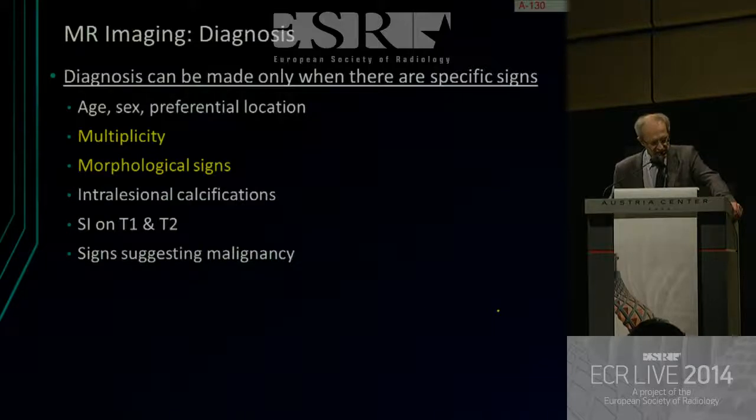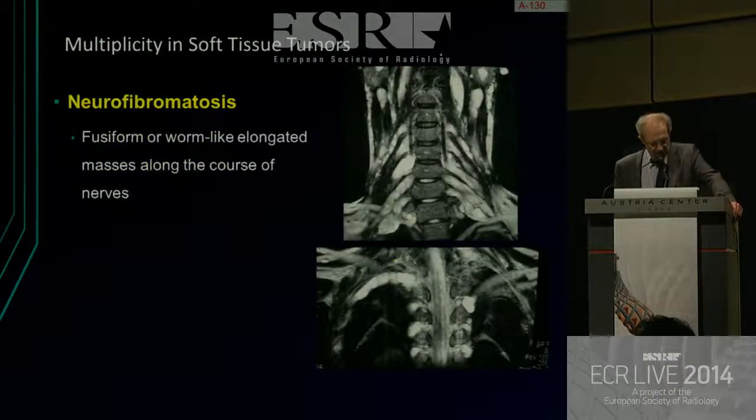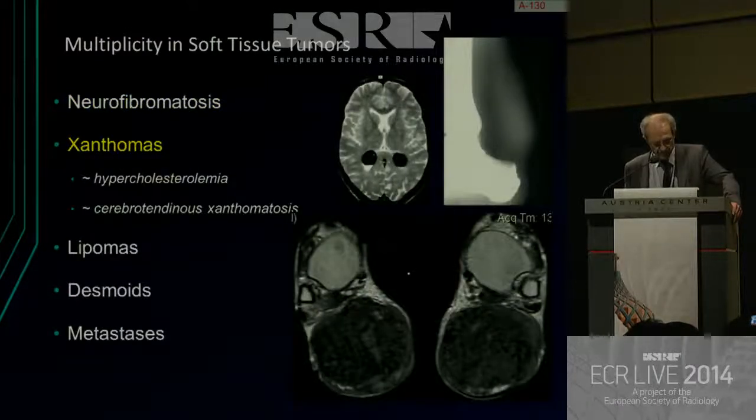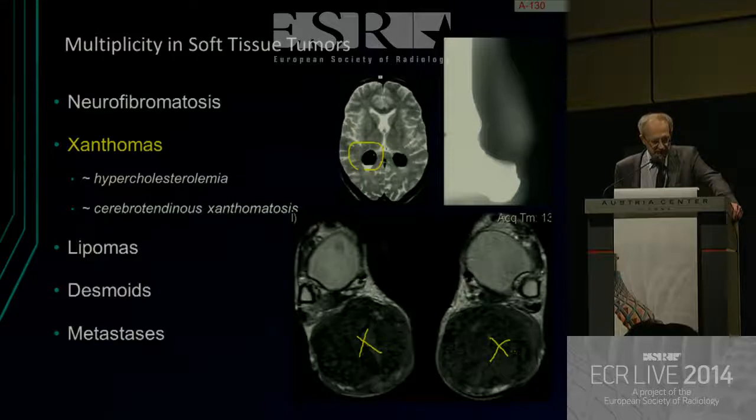So we can make the diagnosis using age, sex, preferential location. Now we look at multiplicity and morphological signs. Neurofibromatosis will have fusiform or worm-like elongated masses along the course here of the cervical plexus and the intercostal nerves. This is typical neurofibromatosis, high signal intensity on T2. Xanthomas are not frequent due to hypercholesterolemia, and you will find them in the plexus of the brain in combination with low signal intensity masses in the Achilles tendon. The name of this rare disease is cerebrotendinous xanthomatosis with typical multiplicity.